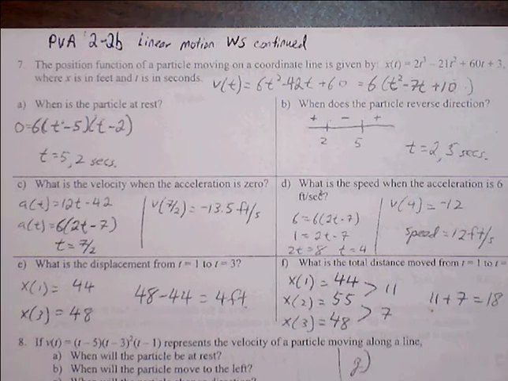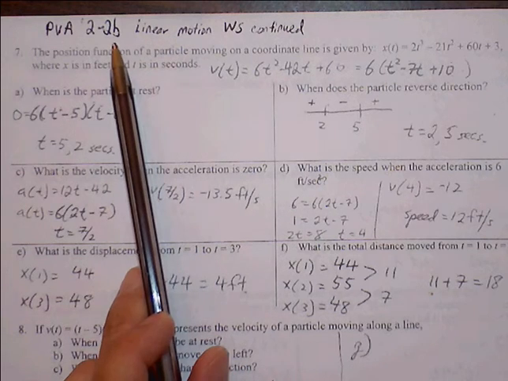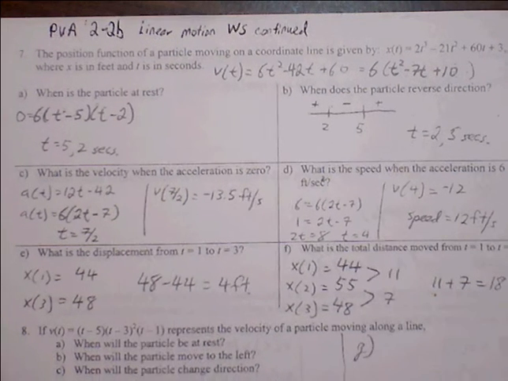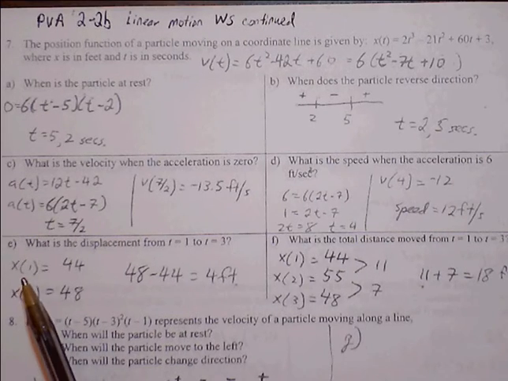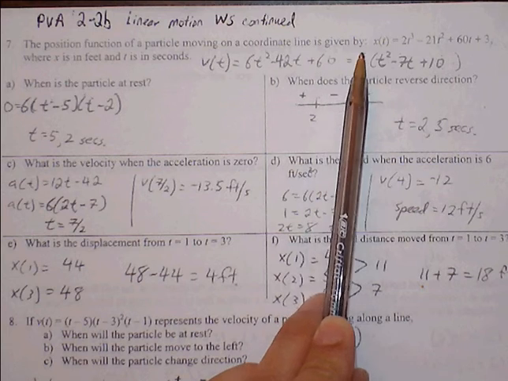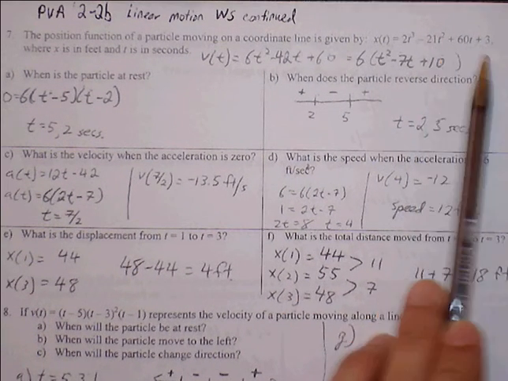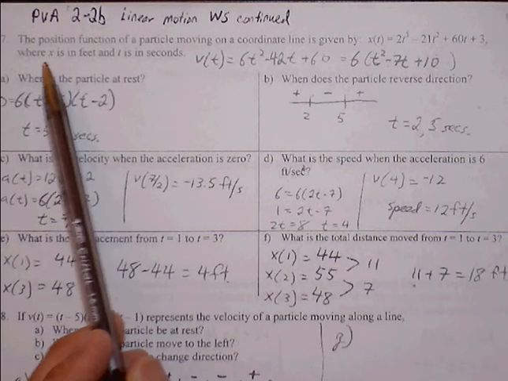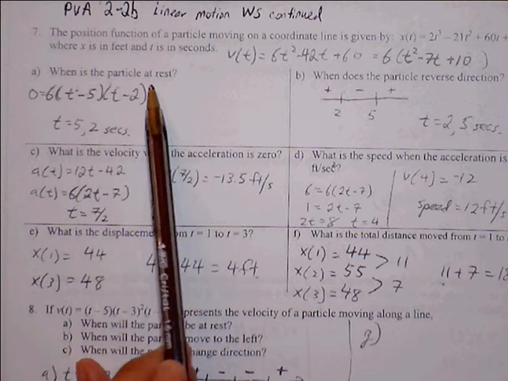Let's continue with the back page of the PVA 2.2b linear motion worksheet. This is back page number 7. The position function of a particle moving on the coordinate line is given by x of t equals 2t cubed minus 21t squared plus 60t plus 3, x in feet, t in seconds. Part A is asking, when is the particle at rest?